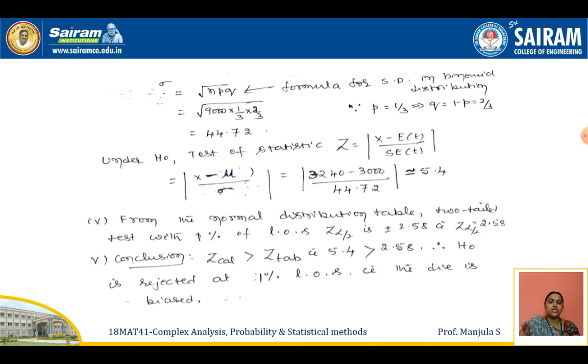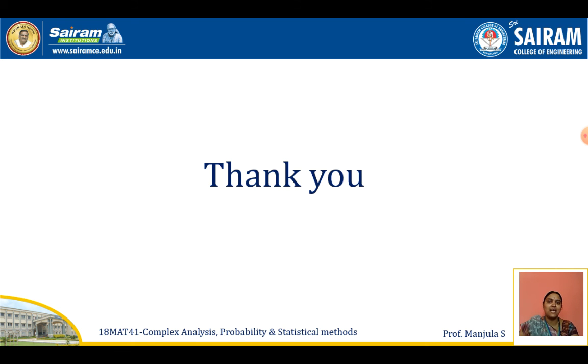Now we'll substitute in the standard normal variate formula, z is equal to x minus mu divided by sigma. On substitution we are getting the solution as 5.4. From the normal distribution table, for a two-tailed test with 1% level of significance, the standard value will be plus or minus 2.58. The obtained value is 5.4, which is greater than the standard value. Greater than means what do we have to do? We have to reject the null hypothesis. Therefore, we are rejecting at 1% level of significance, that is, the die is biased here. Thank you. Like this we have to do the problems.